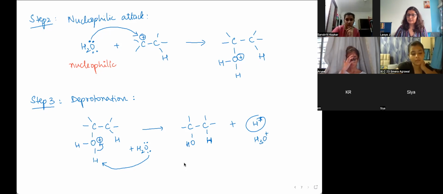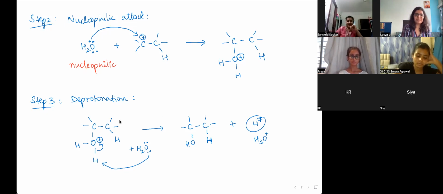Why are we protonating it just to deprotonate it again? We're not taking back the same hydrogen. Protonation happened at this carbon. Deprotonation is happening from oxygen. But why do we have to deprotonate? Because this whole thing is unstable. The only way this can get stable and neutral is when the hydrogen comes off. Okay.